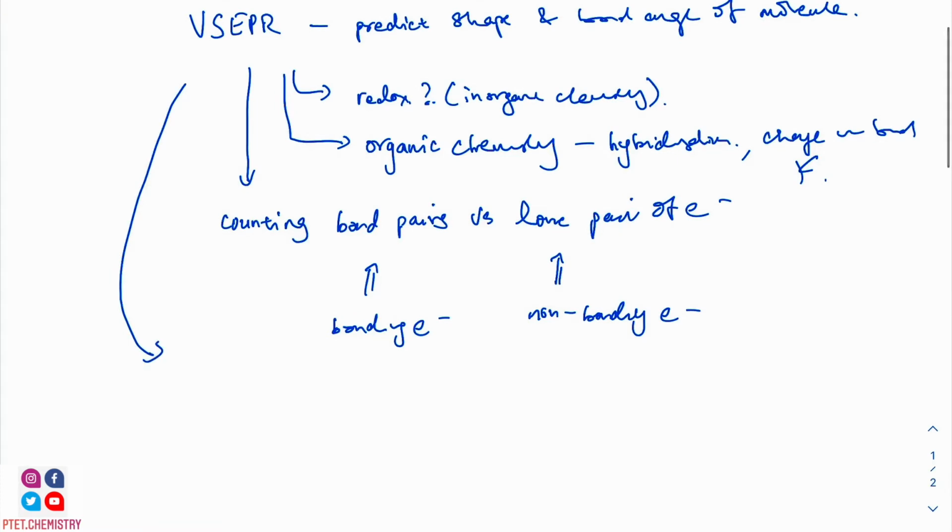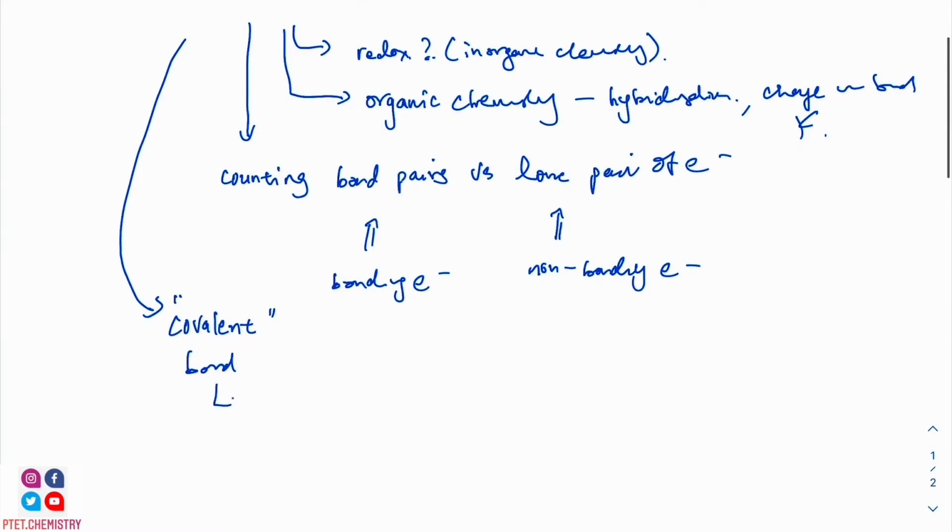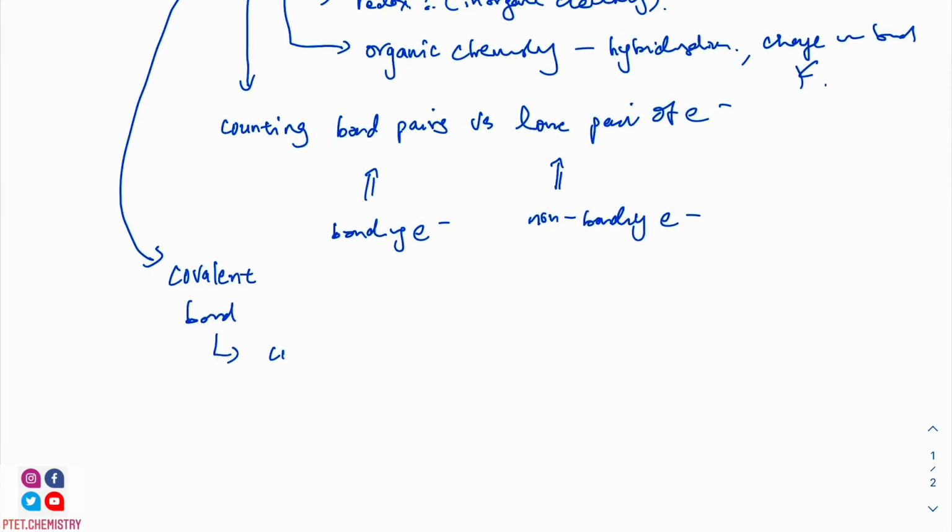VSEPR is applied to covalent bonds. So we don't talk about VSEPR when we talk about ionic bonding or metallic bonding, because you cannot count metallic bonding or ionic bonding, because those are non-directional. The reason we can apply VSEPR to covalent bonds is because they are countable, and you know that covalent bonds are directional.